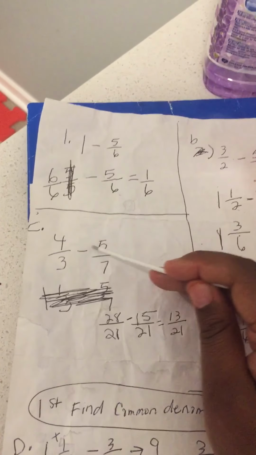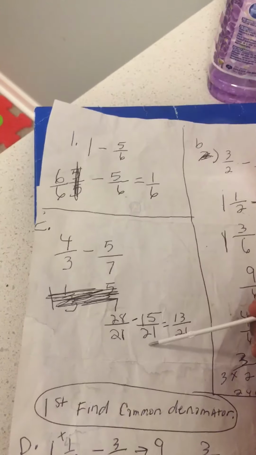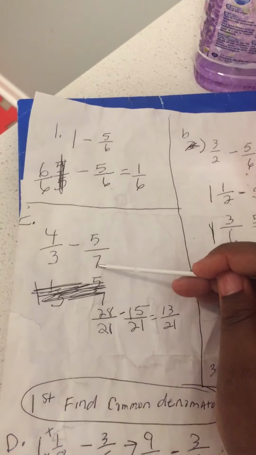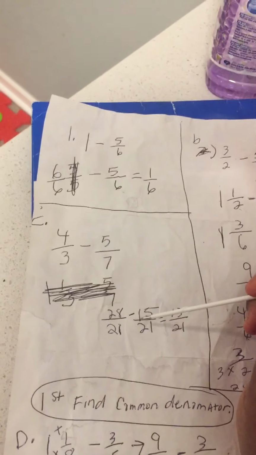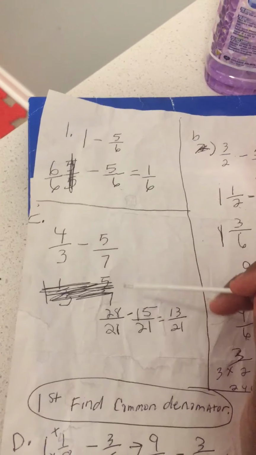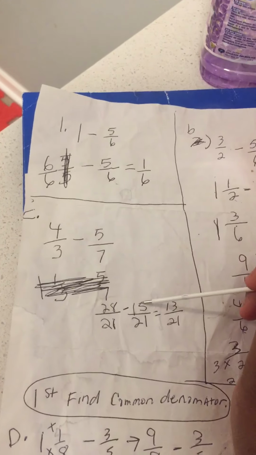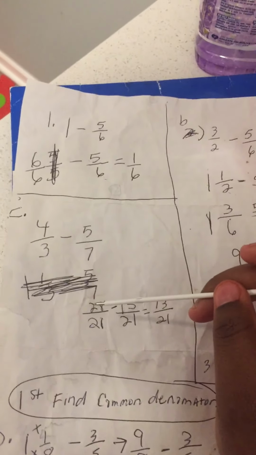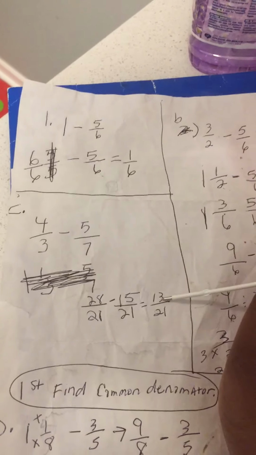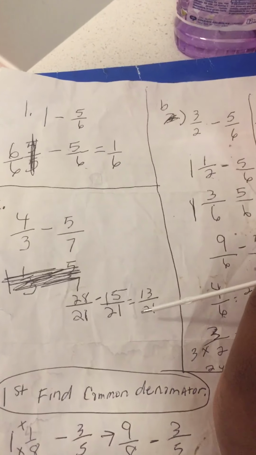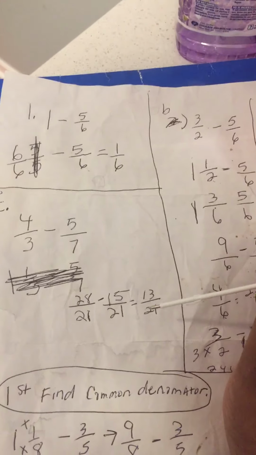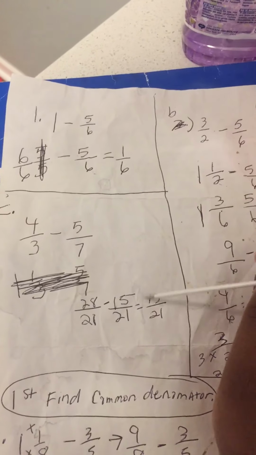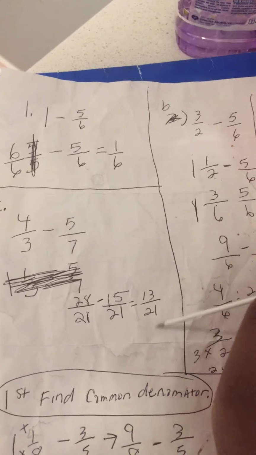Okay, so now we know we got to change this number to fit into this fraction. So 21 and 7. How many 7s went into 21? 3. So we got to multiply this number by 3. 5 times 3 is 15. So now we have to just bring things over. 28 minus 15 is 13. We just bring the 21 over. Now you have 13 over 21. This is simplified. There's nothing else that these two can be divided by.